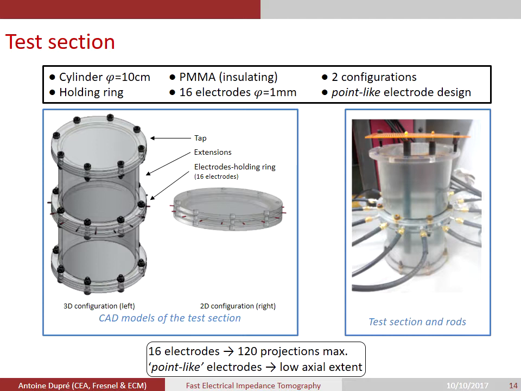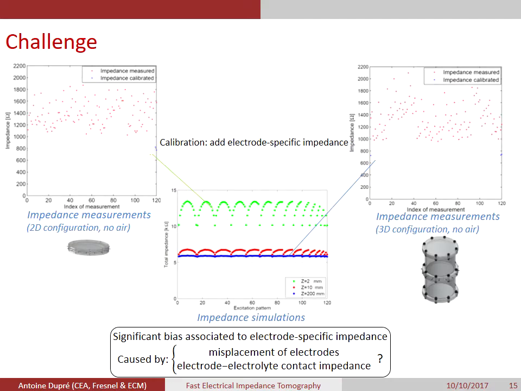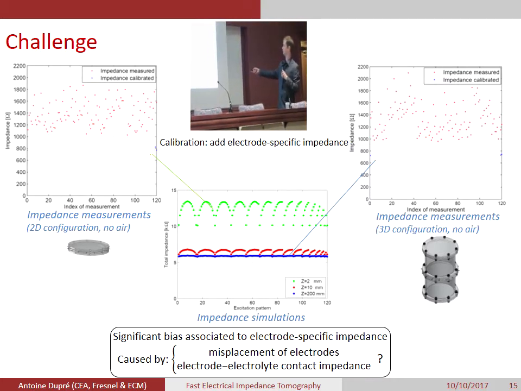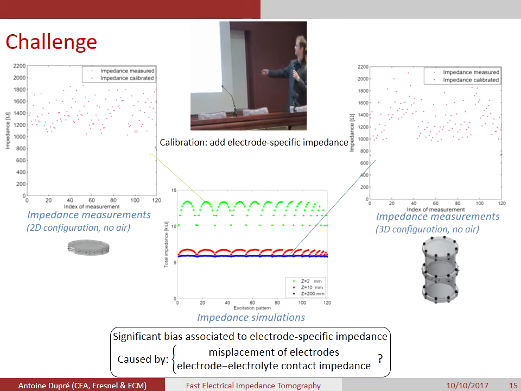On this image, you see the simple system to position the anomalies at specific locations. One of the main challenges I've met during the development of this prototype is the following. On these two figures, you can see the impedance measurements I make for the 120 projections of my system, for either the 2D configuration or the 3D configuration with only water in the test section. I would expect to observe some kind of symmetry because of the symmetry of the electrodes. This is illustrated in a numerical study that I made.